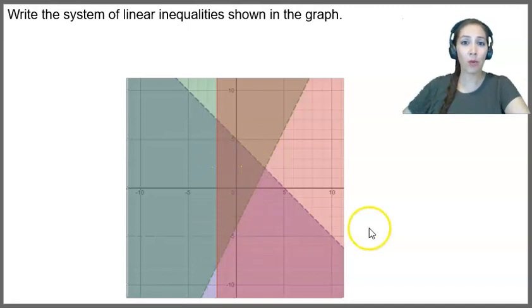region. But what does this mean, and how can I use this information to help me write the system of linear inequalities for this graph?